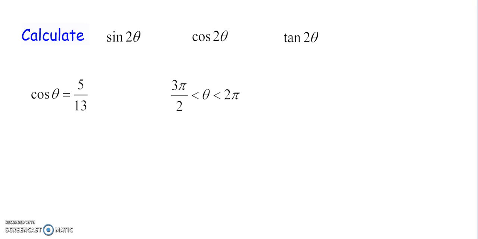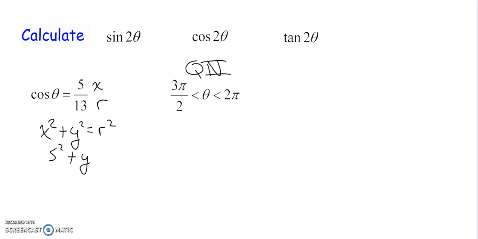All right, so here we are asked to calculate sine 2 theta, cosine 2 theta, and tangent 2 theta, given that all we have is that cosine theta is equal to 5 over 13, and we are in quadrant 4. So that tells us about our signs. I know cosine is positive in quadrant 4. To do this, I already know x and r, so we've used it before: x squared plus y squared equals r squared. So 5 squared plus y squared equals 13 squared. I think you could probably solve this on your own and get y is equal to 12.